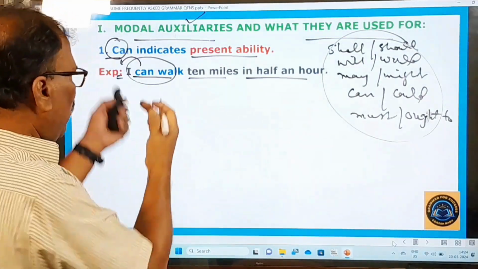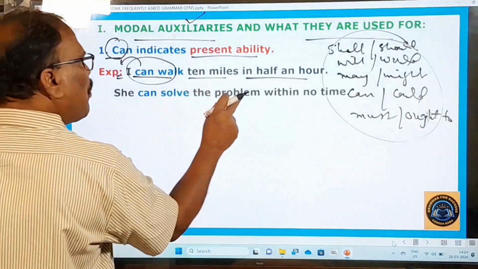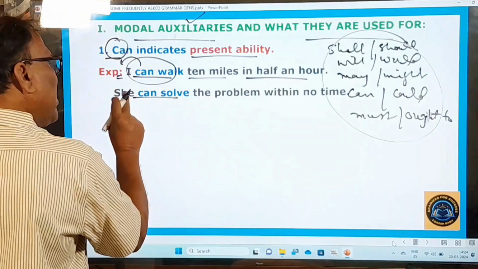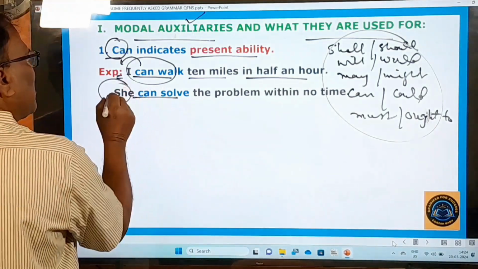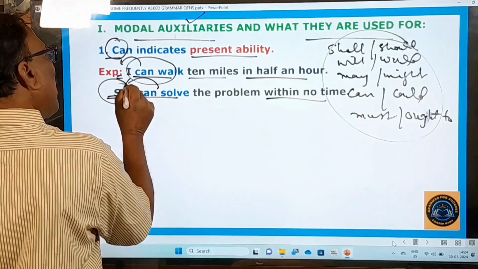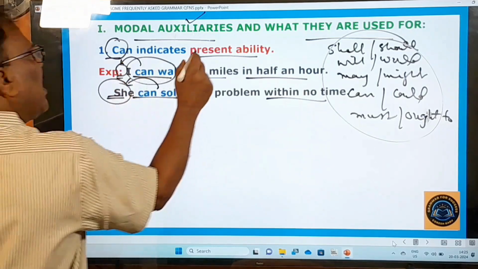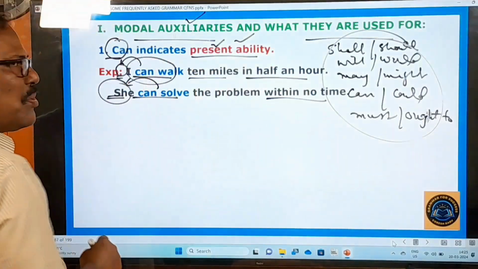Whoever may be the person there. One more example I would like to give you. She can solve the problem within no time. That is the ability of this person. So in this way, to indicate the present ability, we use only can.